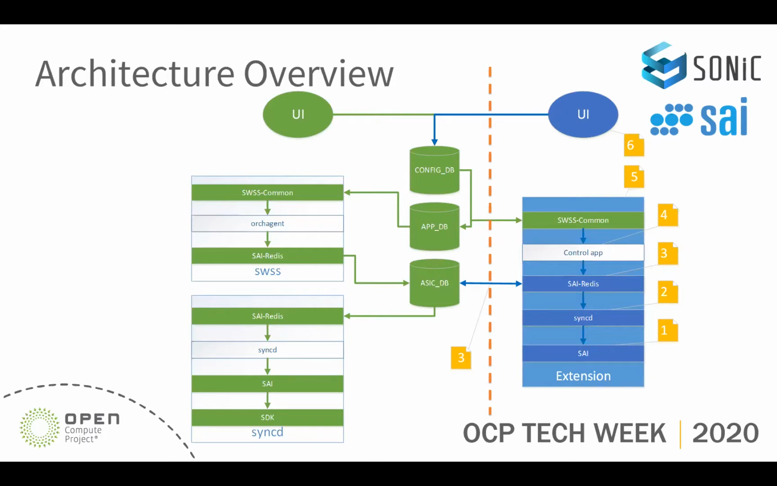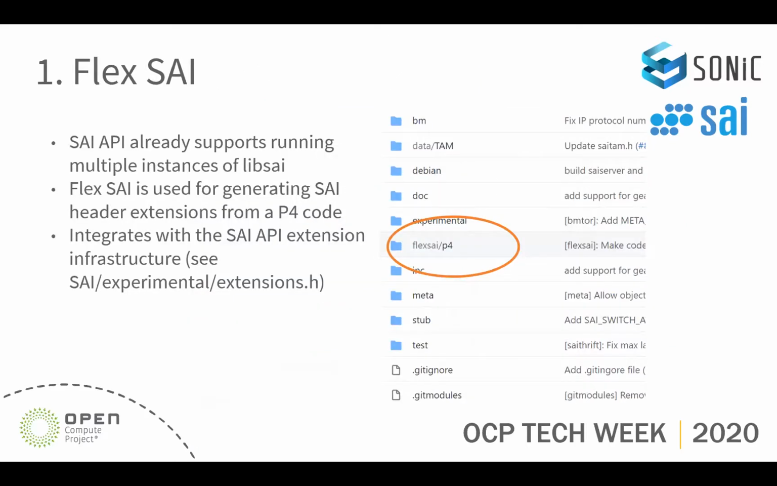So this is, I think, the model that should be followed. Let's see what in our example will be missing from Sonic today in order to achieve this goal. And as I mentioned, it's surprisingly few things that are still missing to be able to do that. Let's start bottom up. So Flex SAI, basically extending SAI.